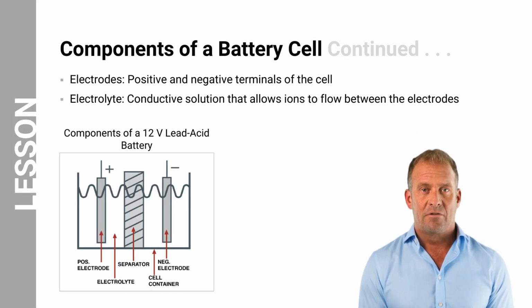Electrodes. The electrodes are the positive and negative terminals of the cell, labeled in the image as POS electrode, positive, and neg electrode, negative. Chemical reactions occur at the electrode surfaces. Electrolyte. The electrolyte is the substance that is between the positive and negative electrodes. The electrolyte is a conductive solution that allows ions to flow between the electrodes. These ions are necessary for the chemical reactions that take place within the cell.